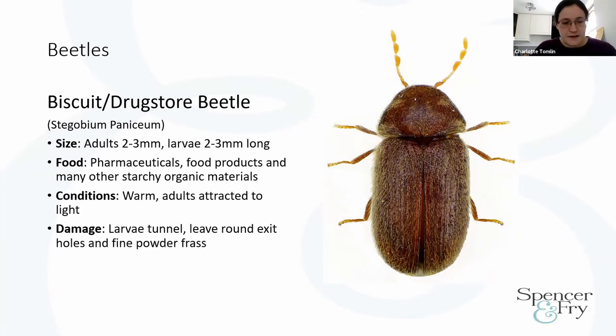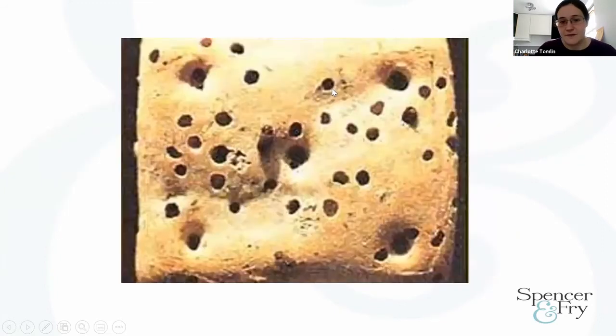So again, it's the larvae that do the damage, and they tunnel into materials such as biscuits and other dried organic materials, and they leave round exit holes and very fine powdery frass. So something like this. These are their very round exit holes with a few biscuit beetles on the surface as well.